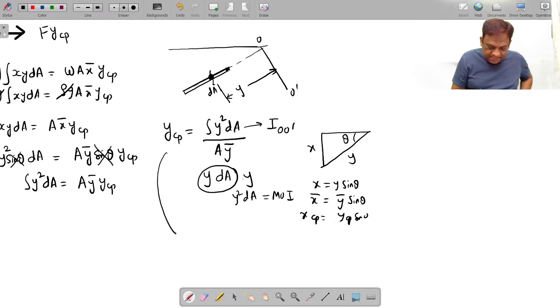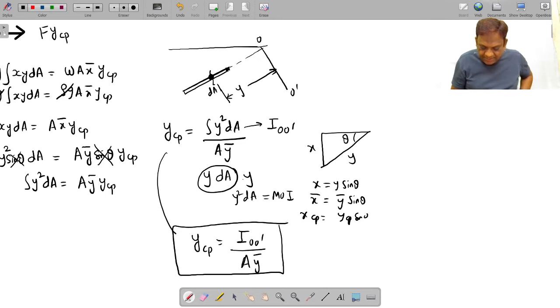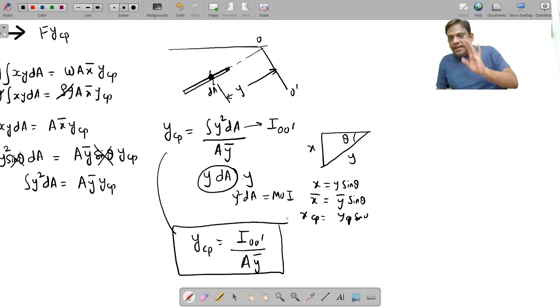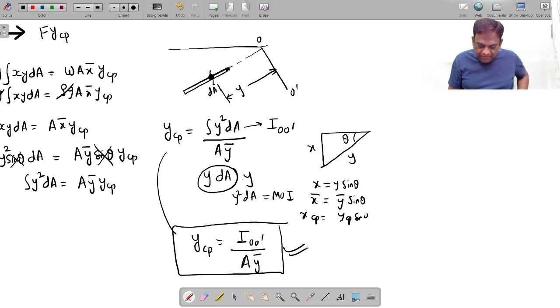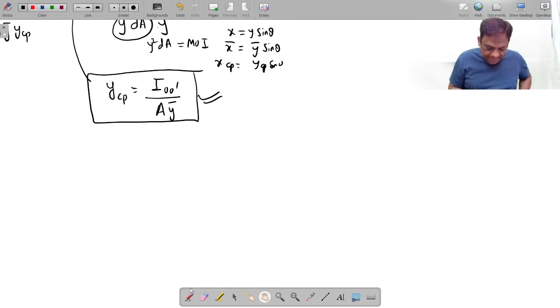So YCP is equal to, listen carefully, IOO dash by A y bar. IOO dash by A y bar. Now stop. Let me try to convert. This is my fundamental equation, and from this equation, let's try to move ahead.